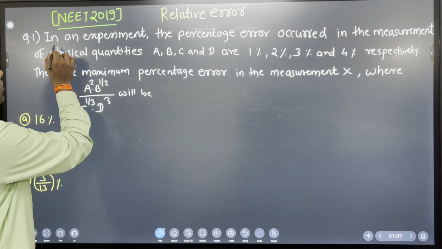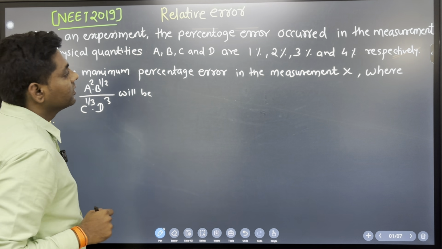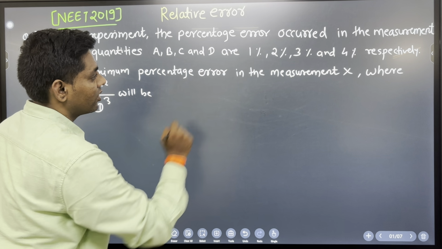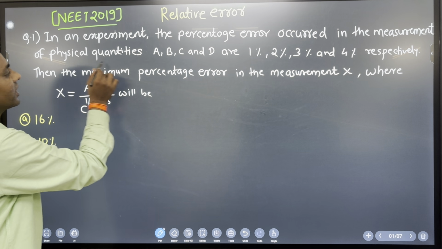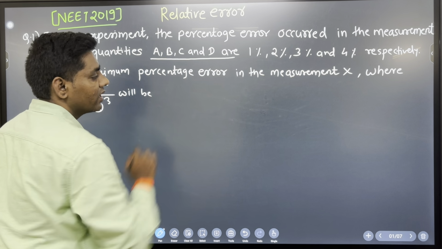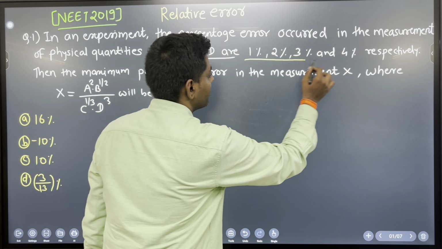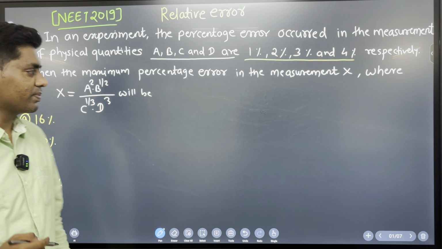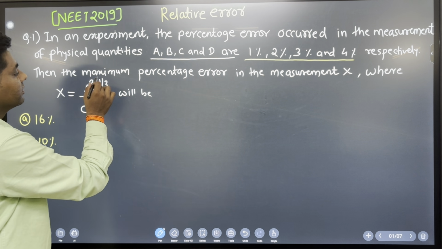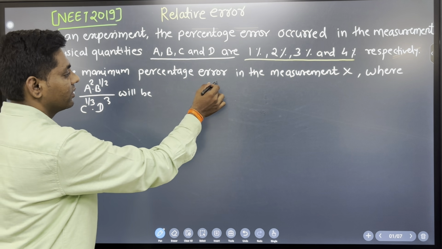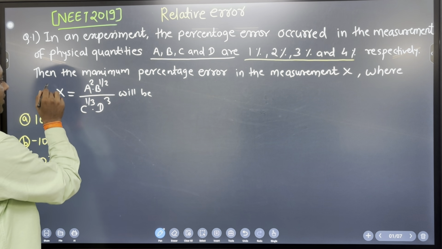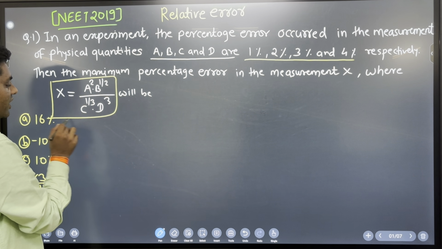So what is given? In an experiment, the percentage errors occurred in the measurement of physical quantities A, B, C, D are given, that is 1%, 2%, 3% and 4% respectively. Then the maximum percentage error in the measurement of X will be? So now here the formula is given.